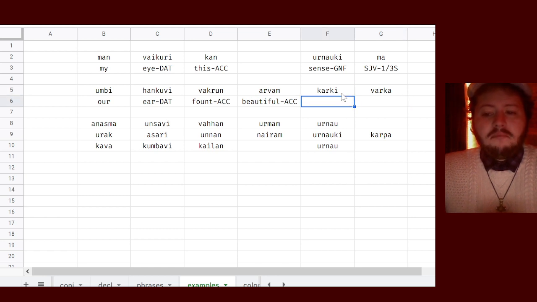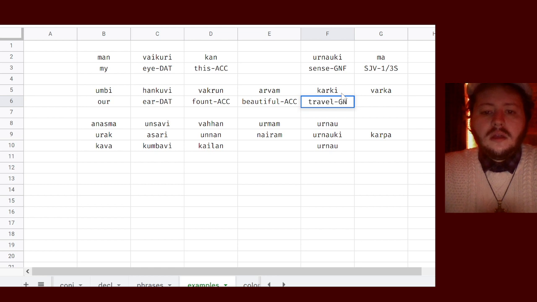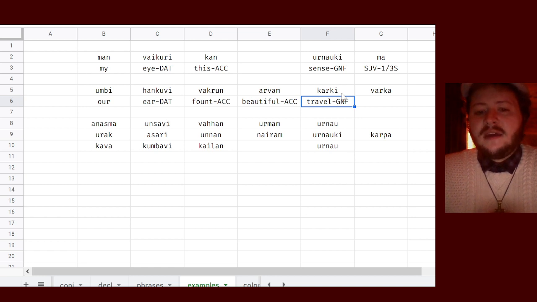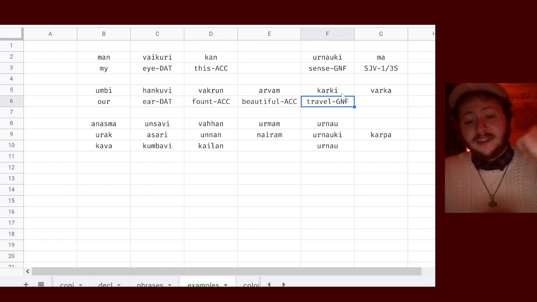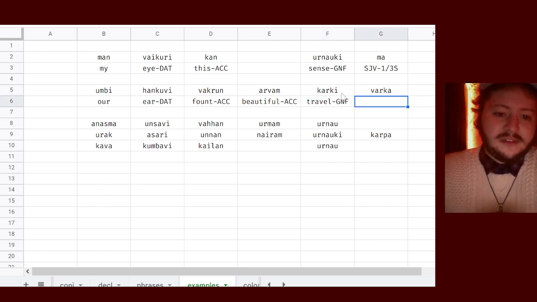Now karki means to go or travel. And with senses, it has a special second meaning, which is that you're sensing it from far off, like it's traveling to you rather than just being in the sense, like it's not just in your ear, it's traveling to your ear from far away. So this means like to sense from afar is sort of the translation there.